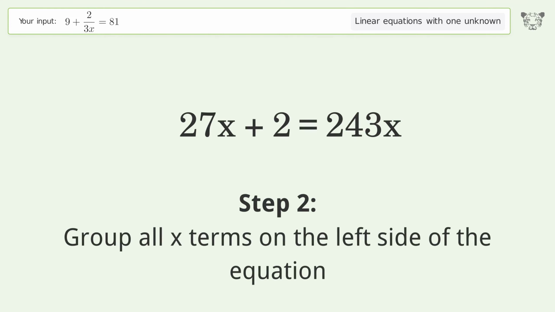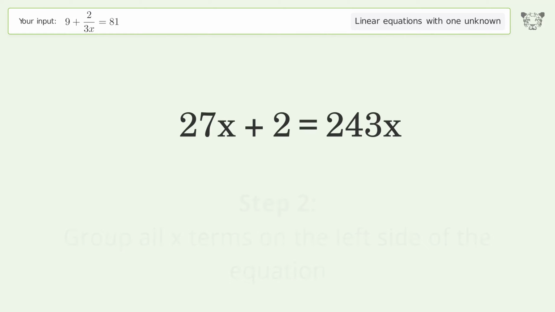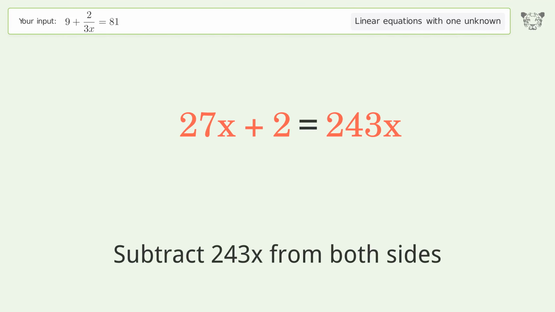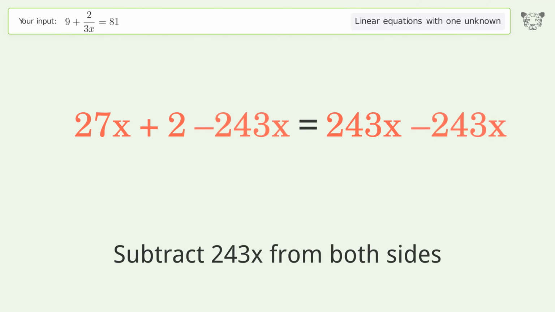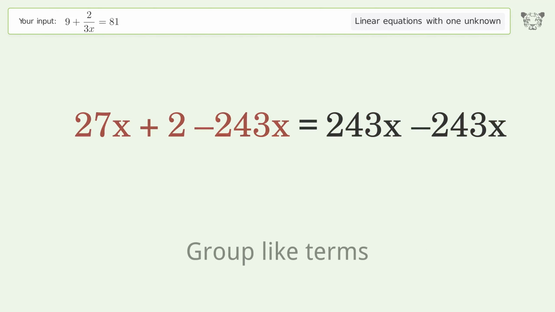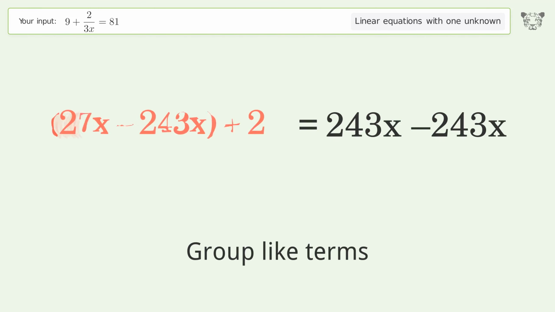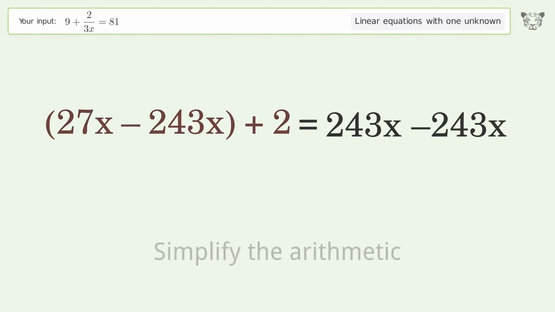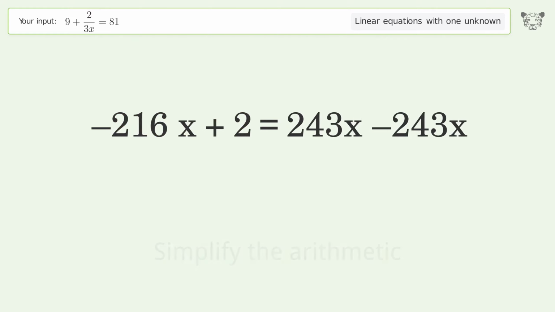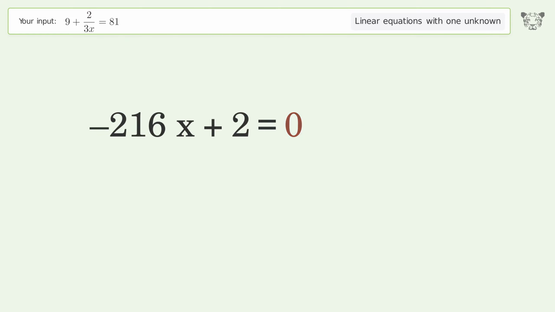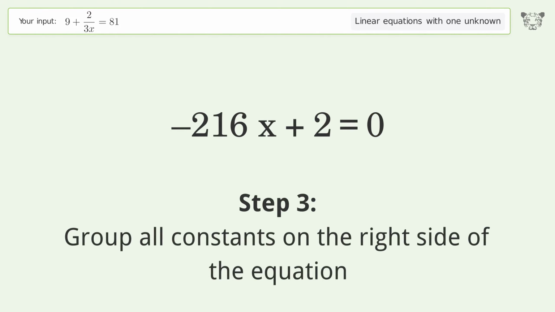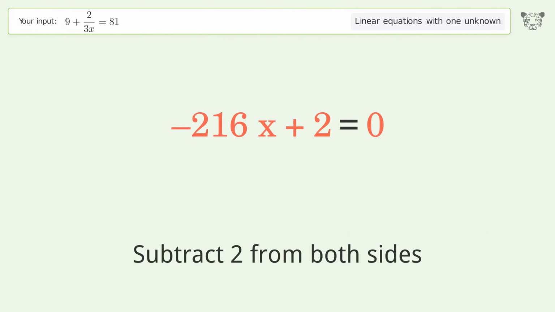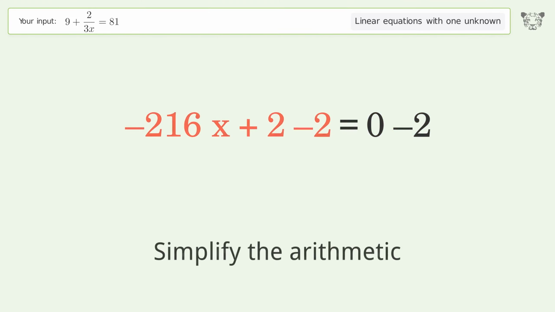Group all x terms on the left side of the equation. Subtract 243x from both sides. Group like terms. Simplify the arithmetic. Group all constants on the right side of the equation. Subtract 2 from both sides. Simplify the arithmetic.